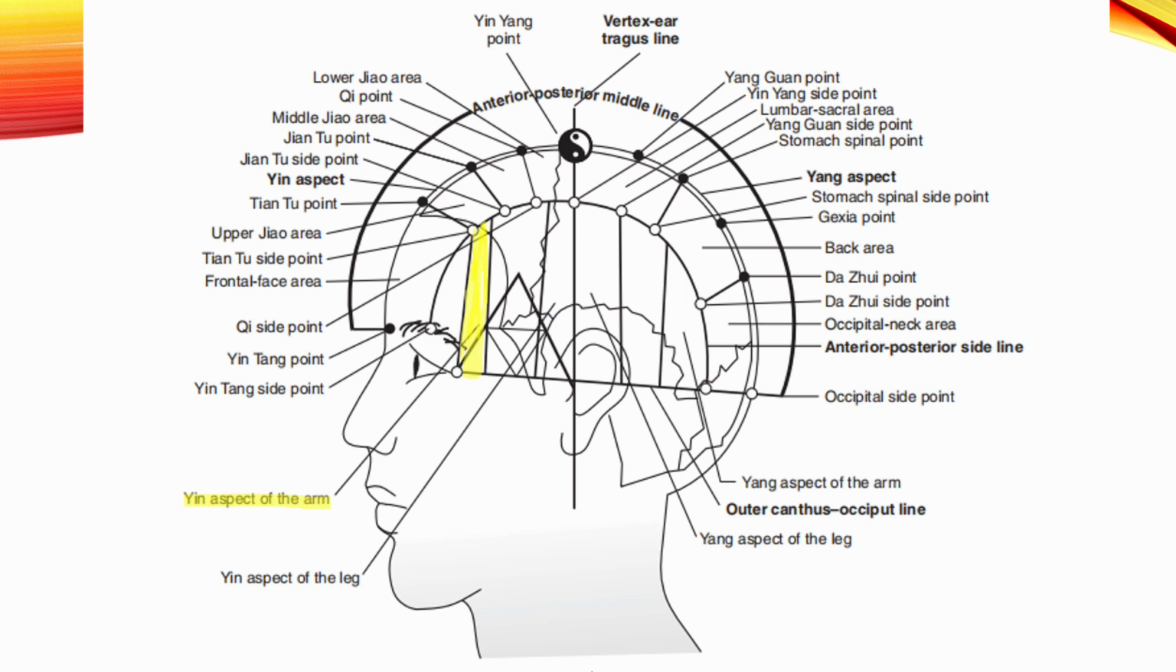In aspect of the arm. The in aspect of the arm is the zone enclosed by the Tian-tu side point, the posterior 1/3 point of the upper jiao area of the anterior posterior sideline, the anterior 1/3 point of the canthus ear line, the outer canthus, and their connecting lines. This zone is divided into 5 equal portions with 6 short lines from superior to inferior.